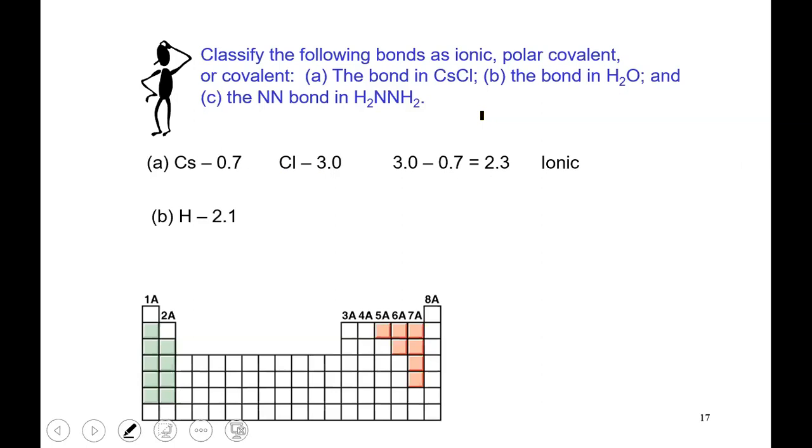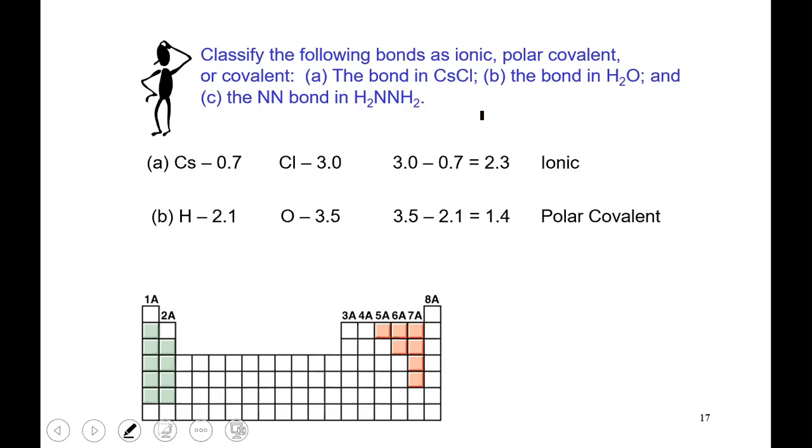Okay, let me get you guys to do the water one. So you find H, it's 2.1. What is oxygen? 3.5. Very good. So the difference, 3.5 minus 2.1, is 1.4. So that is a large difference, but it's not 2 or more, which means that this bond between hydrogen and oxygen, therefore, is polar. Very good. It's a polar covalent bond.